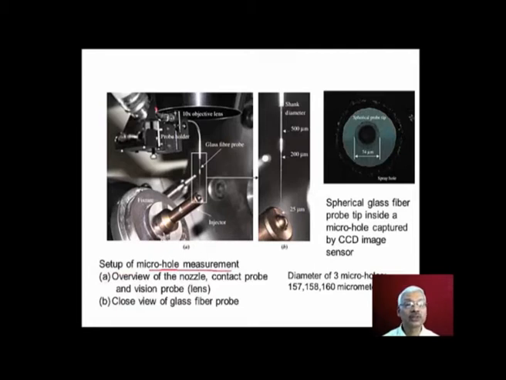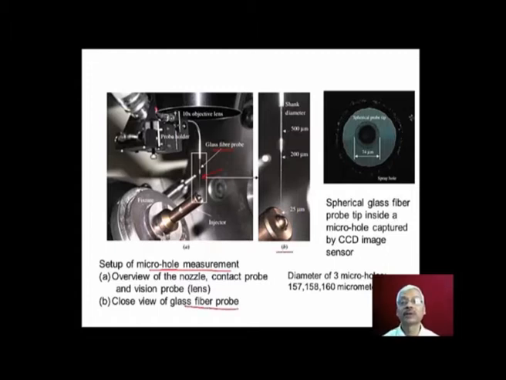So in this first picture A, we can see the overview of nozzle. This is the nozzle of the diesel engine injector, and this is the contact probe made of glass fiber, and this is the probe holder, and this is the optical vision sensor, optical lens vision probe. And in this picture we can see the close view of glass fiber probe.